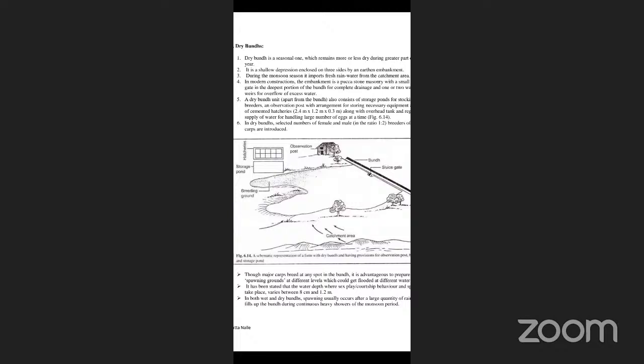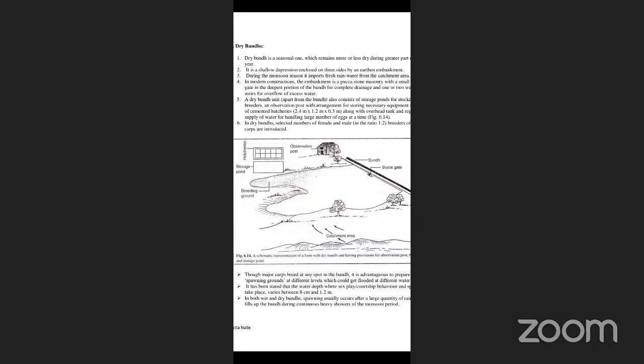Only one gate is there, through which they introduce the fish seed or whatever it may be. For introduction, this gate is there. You have to introduce the breeders, male and female, through this only, not through any other way. Only one gate is there.